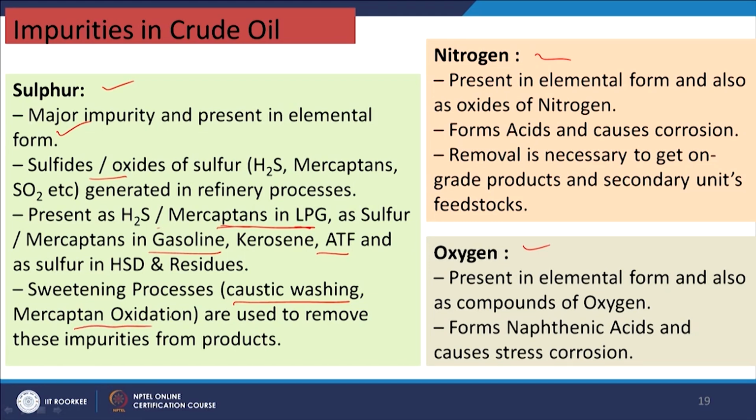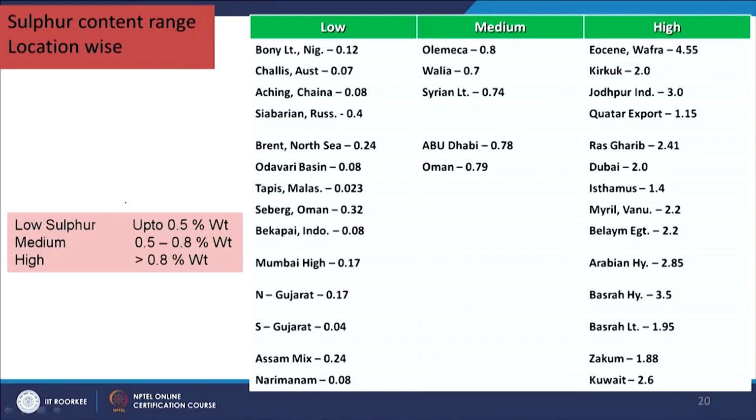And nitrogen is present in the elemental form and also as oxides of nitrogen, and it forms acids and causes corrosion. So, removal is necessary to get on-grade products and secondary unit feedstock. And oxygen is present in the elemental form and also as compounds of oxygen, it forms naphthenic acid and causes stress corrosion. Now, sulfur content may vary: it may be low sulfur up to 0.5%, medium 0.5 to 0.8%, or high, greater than 0.8%.